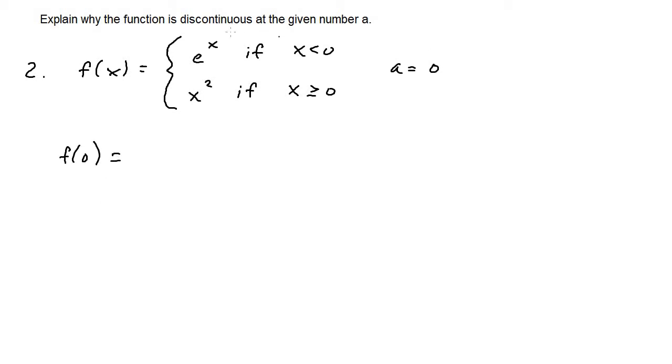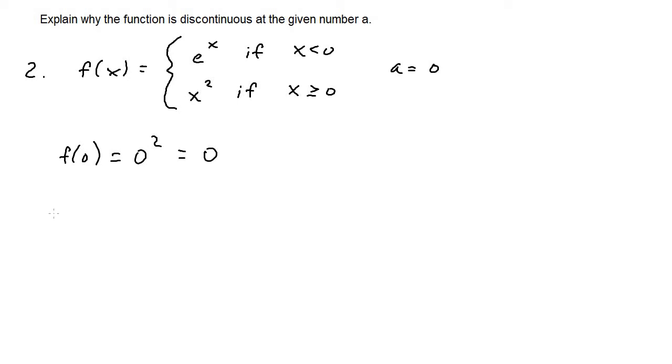Now keep in mind, because we have a piecewise function, we have to choose our function based on the x value. In this case, we're plugging in 0 for x, and so we only choose e to the x if x is less than 0, and then we'll choose x squared if x is greater than or equal to 0. Since x is equal to 0, we're going to have to choose x squared. So we're going to plug in 0 for x here, and so we'll get 0 squared, which is equal to 0. So f of a is defined and is equal to 0.